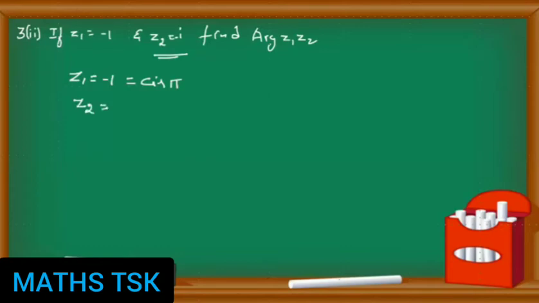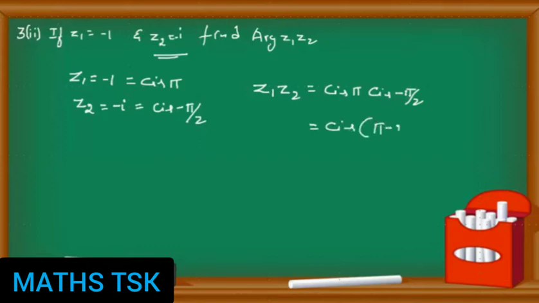What is z2? There is a minus i. That is nothing but cis of minus pi by 2. What is z1 z2? z1 z2 is cis pi into cis minus pi by 2. Cis alpha into cis beta is cis of alpha plus beta. So there is a cis of pi by 2. Okay, so what is the arg of z1 z2? Arg of z1 z2 is equal to pi by 2.